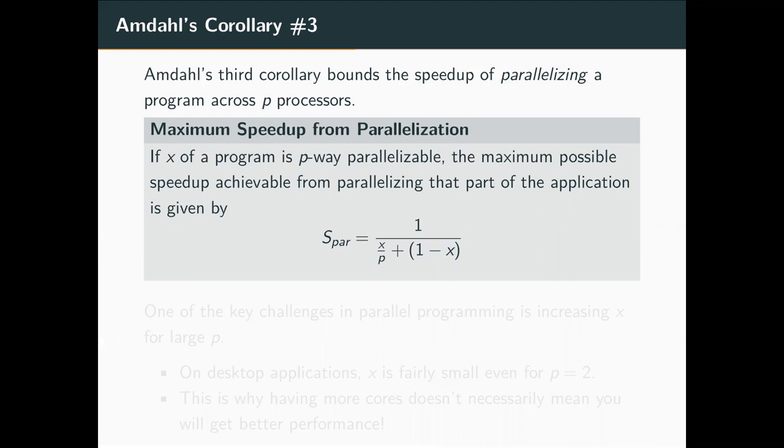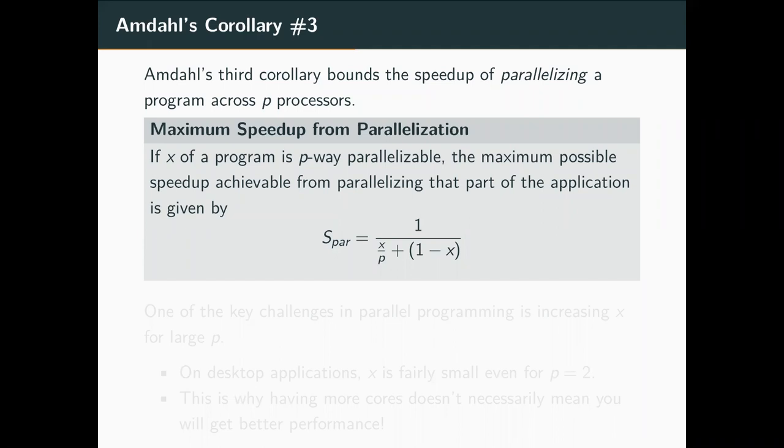Amdahl's law applies to both single core as well as multi-core scenarios. And we can use Amdahl's law to bound the speed up that we can get from parallelizing some program across our P processors. Okay, so if we have a program that runs on a single core currently, and we're able to parallelize X of that program across our two cores, then this equation is going to give us the maximum speed up that we can get. Okay. And by P-way parallelizable, I mean we can take X of the work and distribute it across P cores.